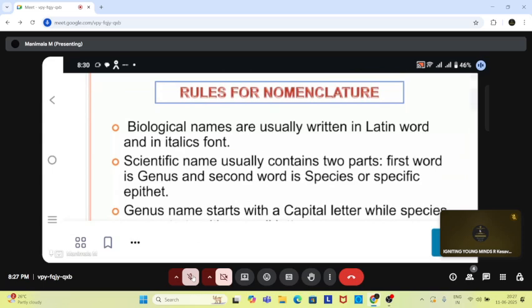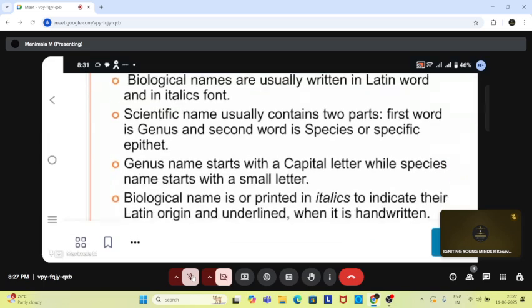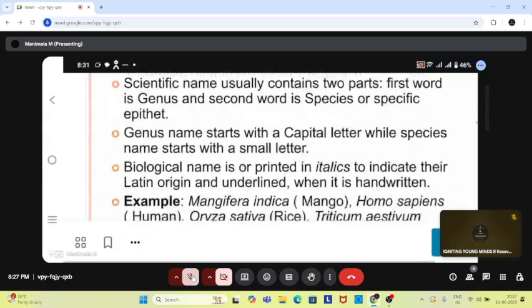The scientific names usually contain two parts. The first word is the genus and the second word is the species. The genus should always start with a capital letter, and the species should start with a small letter. When typing, we can use italic font. If you are writing by hand, we need to underline below the genus and the species separately, not together.